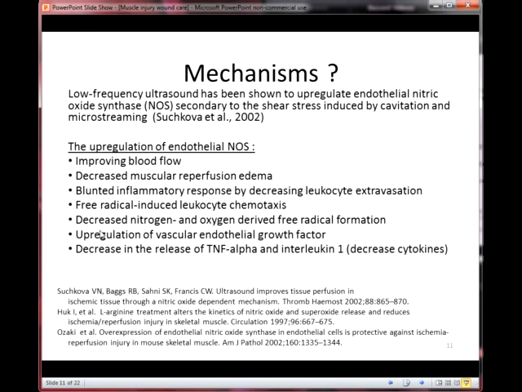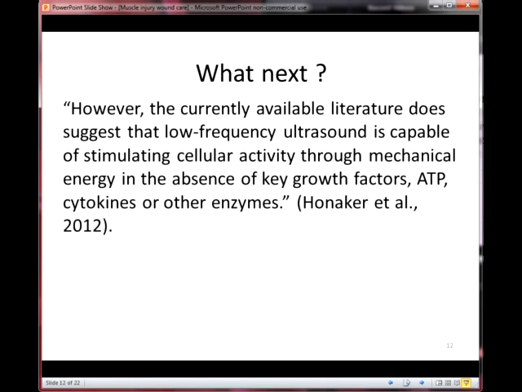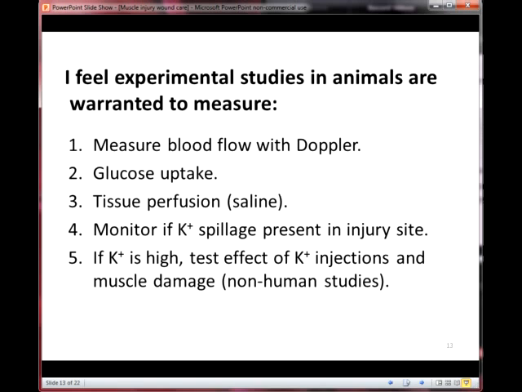Upregulation in vascular endothelial growth factor, and a decrease in release of TNF and interleukins. So basically decreasing the cytokines that would be activated. So these seem to be some of the mechanisms behind the ultrasound therapy, at least these are correlative. And so what's available in the literature does suggest that low-frequency ultrasound is capable of stimulating cellular activity through this mechanical energy, in the absence of adding extra factors to the injured tissue.